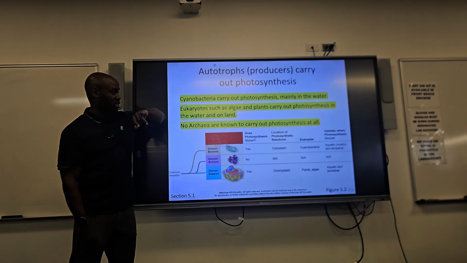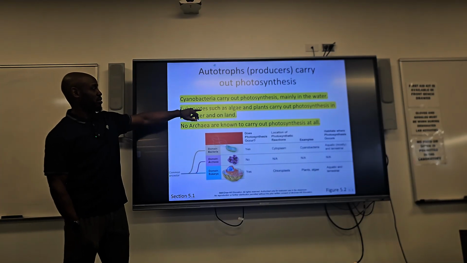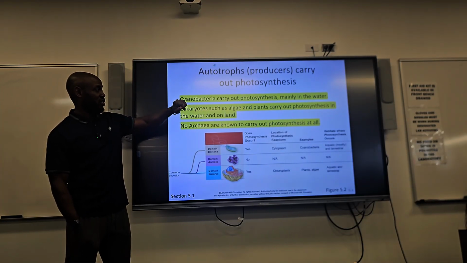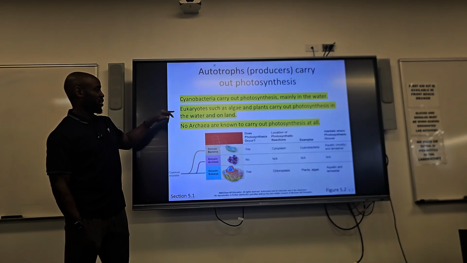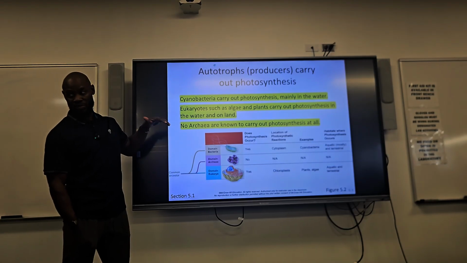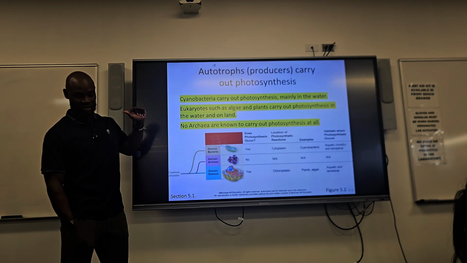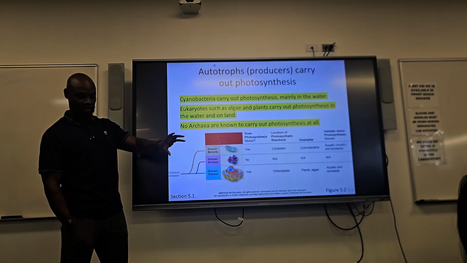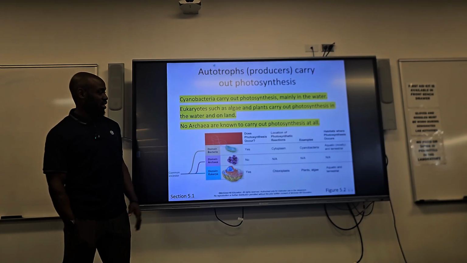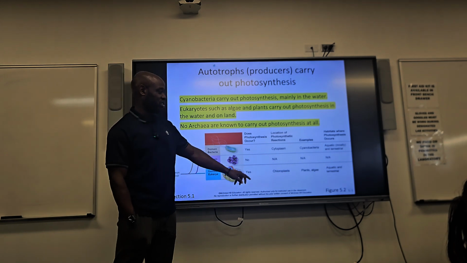Cyanobacteria carry out photosynthesis mainly in the water. Eukaryotes, such as algae and plants, carry out photosynthesis in the water and on land. You have algae, we have plants, seaweed, plants in the water, plants on the land. And then archaea do not carry out photosynthesis at all.